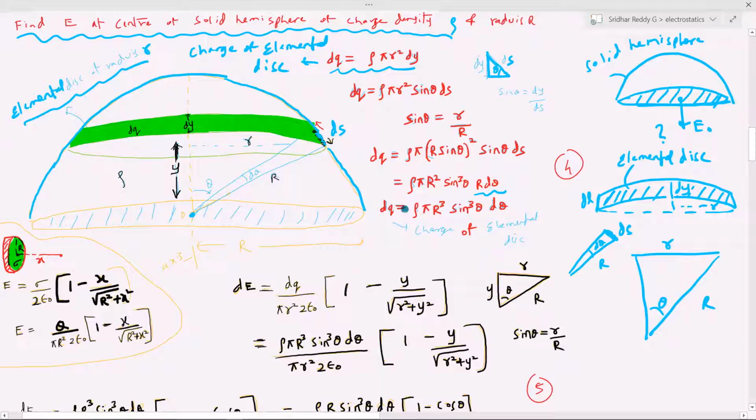Okay, this will be the elemental charge of the elemental disk. Are you able to notice this? I think there's one very important thing, which let me round off. Okay, after this, we'll go for the next one.